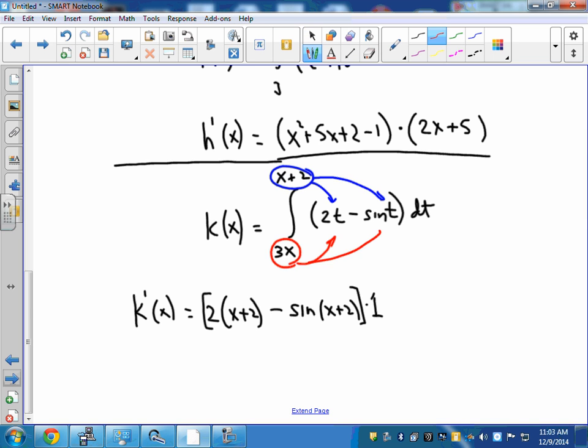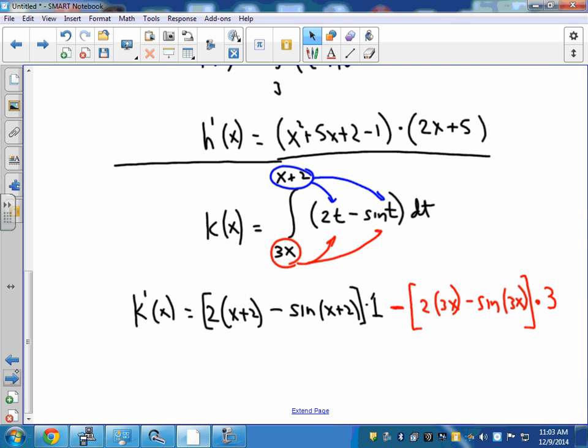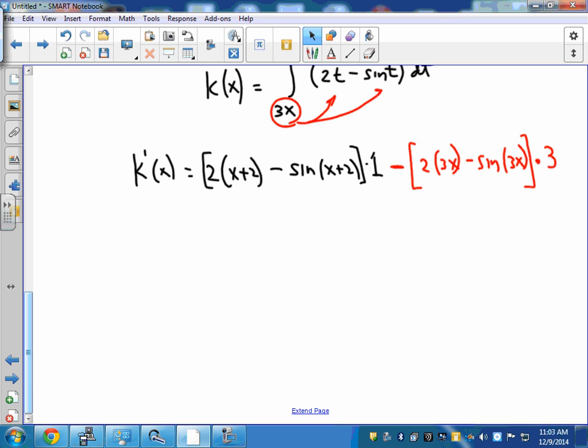So we'll do that. So we're going to subtract off, now putting the 3x in. So we get 2 times 3x minus the sine of 3x. But using the chain rule, we now have to multiply that times the derivative of 3x, which is 3. And so that would be our final answer. It sort of looks messy. I suppose there's a little bit of cleanup you can do just to make it look a little bit more presentable. 2x plus 4 minus the sine of x plus 2.